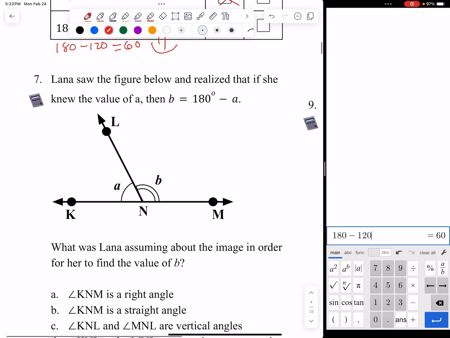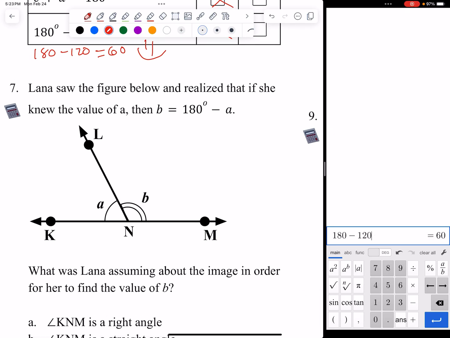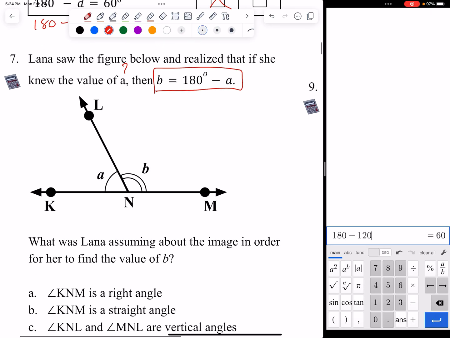So here's another one that I'm talking about. Let's see what kind of question we got here. All right, so Lana saw the figure below and realized that if she knew the value of A, then B equals 180 minus A. What was Lana assuming about the image in order for her to find the value of B?